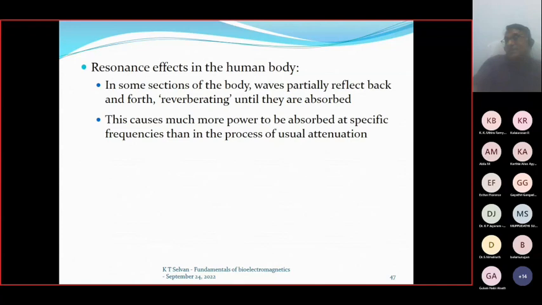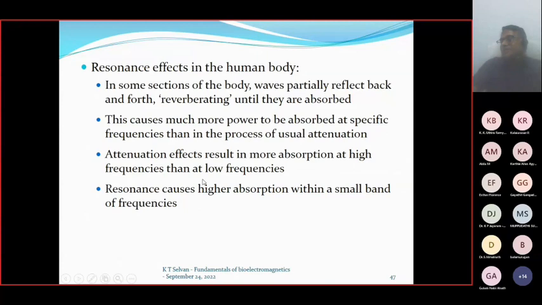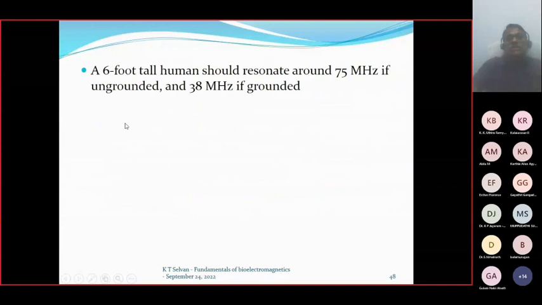So this causes much more power to be absorbed at specific frequencies than in the process of usual attenuation. So it is not only the usual attenuation, as we discussed, that matters in examining the energy absorption in biological systems. Resonance also needs to be taken into account. So attenuation effects result in more absorption at high frequencies than at low frequencies, and then there is the resonance effect. For example, a 6-foot-tall human should resonate at about 75 megahertz if ungrounded, and 38 megahertz if grounded.